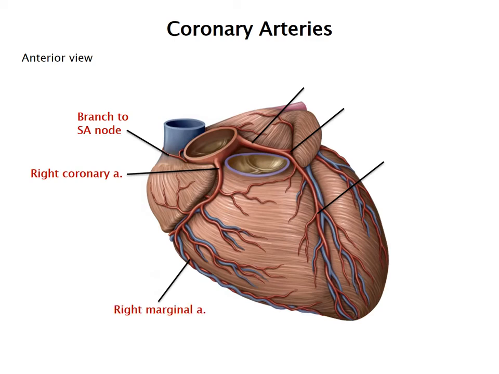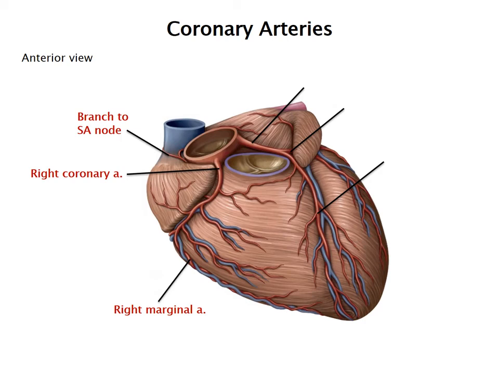At the right margin of the heart, the coronary artery sends off a small marginal artery that follows the right heart margin. This artery supplies the right ventricle. And what you don't appreciate from this particular viewpoint is that the right coronary artery continues around to the back of the heart to give rise to the posterior interventricular artery. We'll see a better view of that in just a moment.